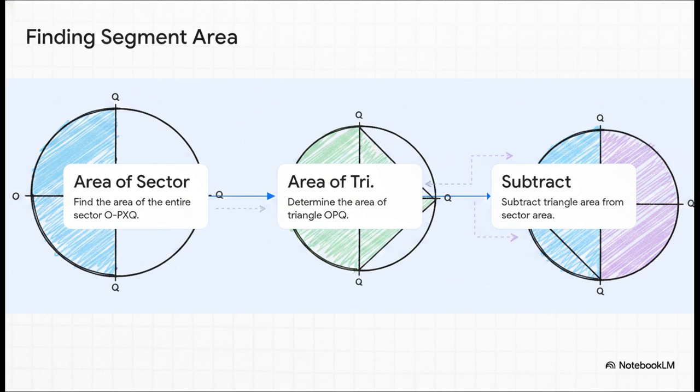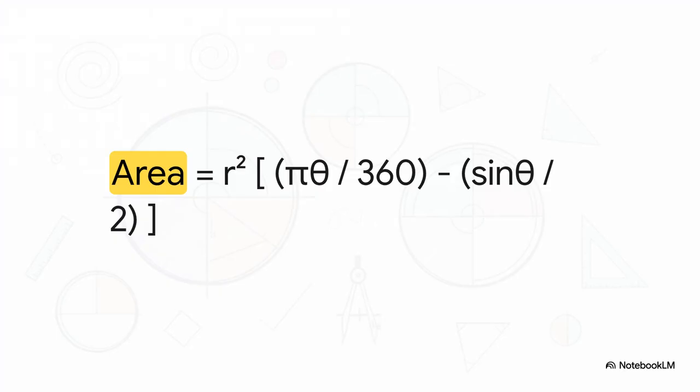It's brilliant. So by putting together the mathematical formulas for the area of a sector and the area of a triangle using the sine of the central angle, we arrive at this final, very elegant equation. Please go ahead and write this down carefully in your notebooks. The area of a segment is equal to r squared multiplied by the entire bracketed quantity pi times theta divided by 360 minus sine theta divided by 2.